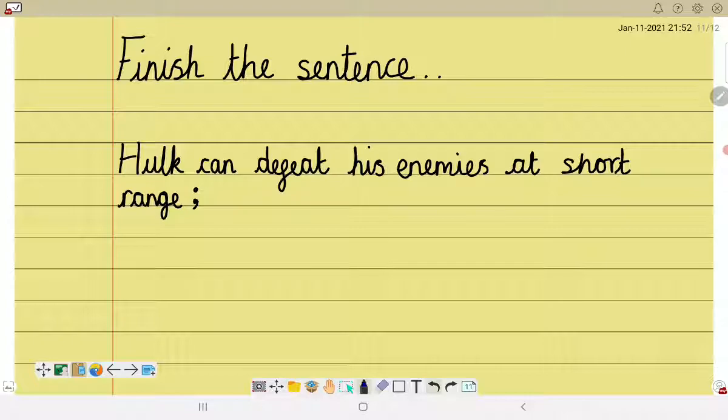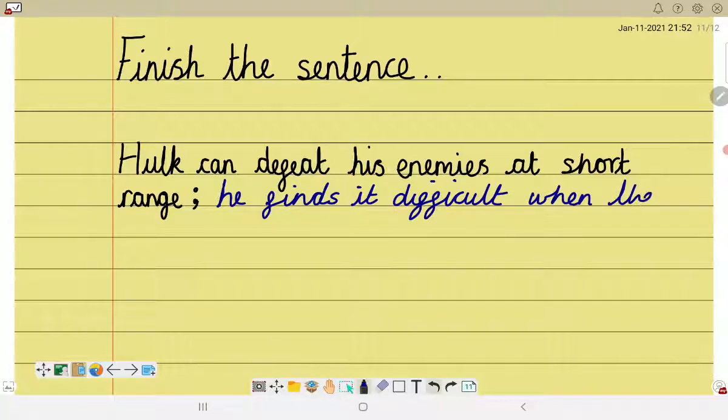Let's have a look at this next one. So this time it's a semicolon. So it could be Hulk can defeat his enemies at short range, but, or it could be Hulk can defeat his enemies at short range and. This time I'm going to use the semicolon as the word but. So Hulk can defeat his enemies at short range, but he finds it difficult when they are further away. Okay, so that makes sense.